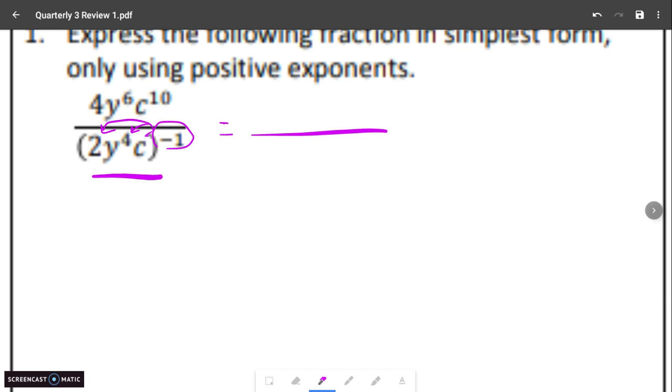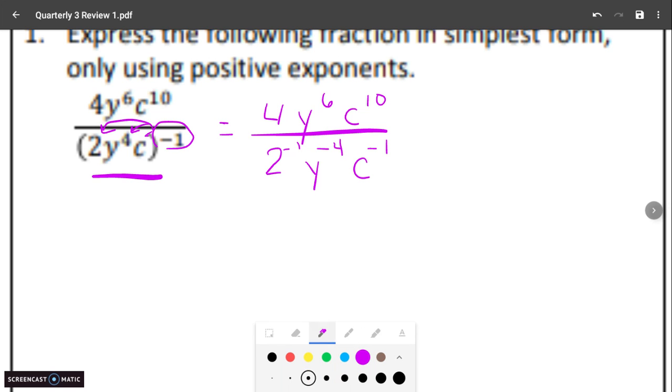When you distribute, make sure you don't forget that the 2, any numbers in there, will also get the exponent. Now the y already had an exponent, so power to a power, remember we multiply, so 4 times -1 is -4. And then we have c to the -1. The numerator we didn't do anything with, so the numerator is staying 4y to the 6th, c to the 10th.